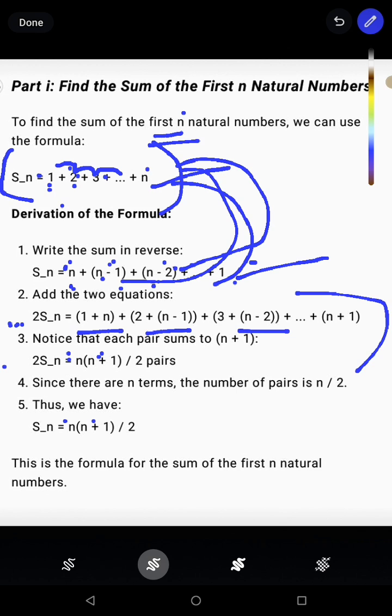All divided by 2. So that gives us the answer to that.